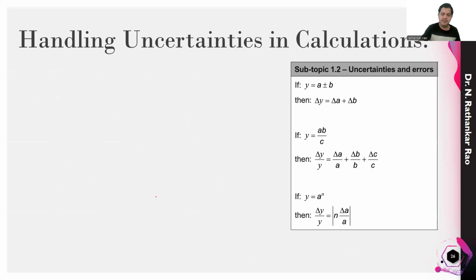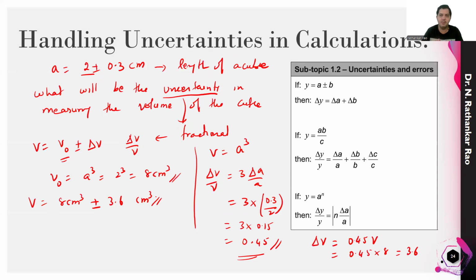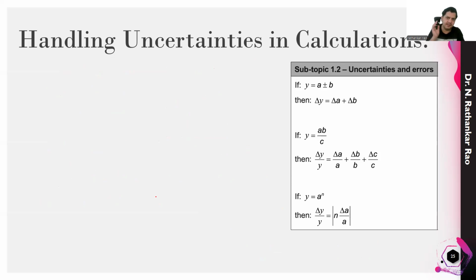So thus, we will be able to address the uncertainty in finding the volume of an object, given only the linear value. I hope this is clear. If not, then you can put your comments in the comment box. I'll be happy to explain with some more examples. Okay. Next, we have seen multiplication. We have seen division also.